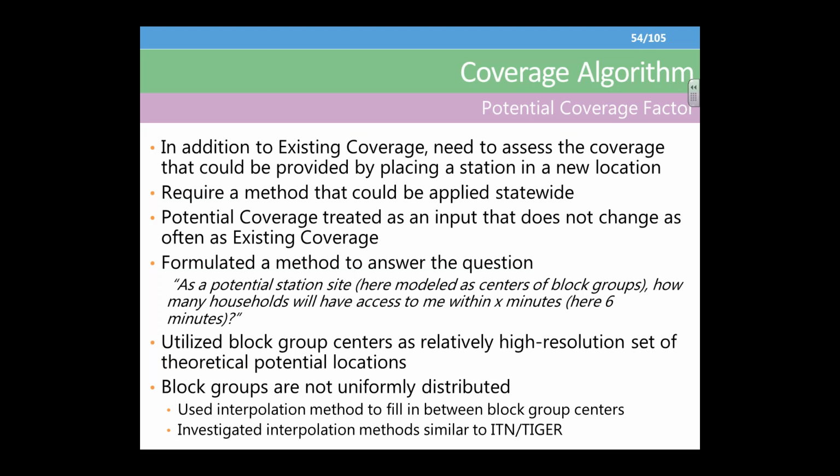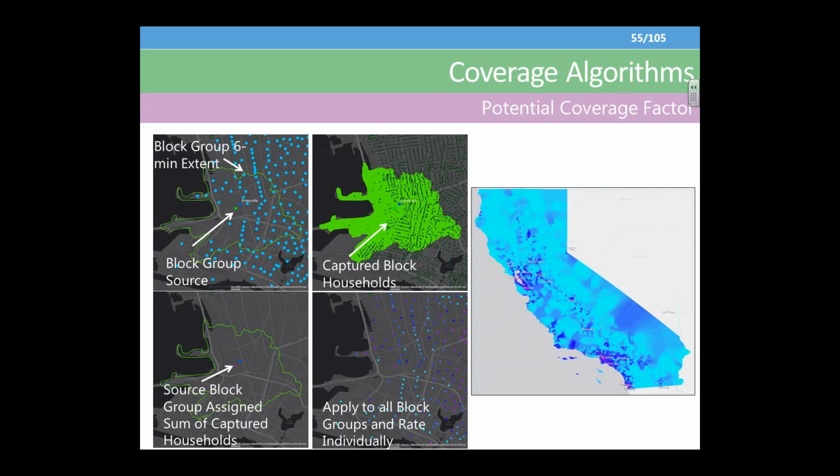We utilize those block group centers essentially as a relatively high resolution set of surrogates for where you could put a new station. You could theoretically go to an infinite resolution for where you might put a new station and come up with a value. But we use those block groups as that set. And then we utilize an interpolation method similar to what you saw this morning from IT and Tiger to be able to fill in the gap between those data points.